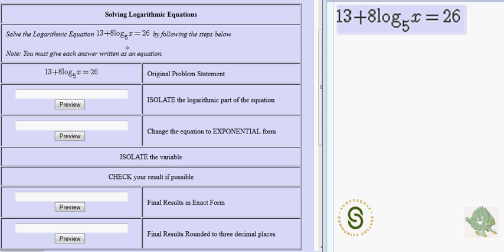In this problem, we're given a logarithmic equation. We're supposed to solve it using the following steps below. Write each of our answers as an equation. So when we type in our answers, each answer has to have an equal sign in it. Over to the right here, I've copied the problem.